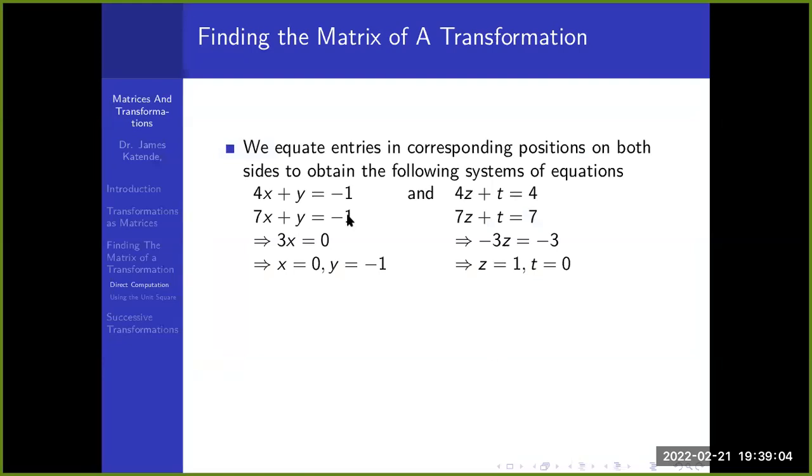So we just use the first two in both cases, for x and y, and also for z and t. This is a simultaneous equation in x and y, and after we solve it, we get x is 0 and y is -1. Again, we have another pair of simultaneous equations in z and t, and after solving them, we get z equal to 1 and t equal to 0. Now, I did not go into the details of the solution. I suppose there's no one who has a problem solving this.